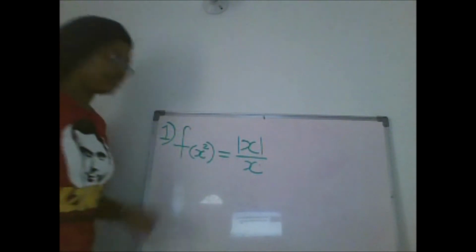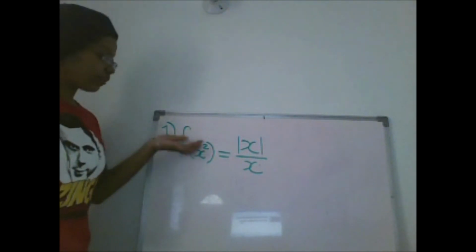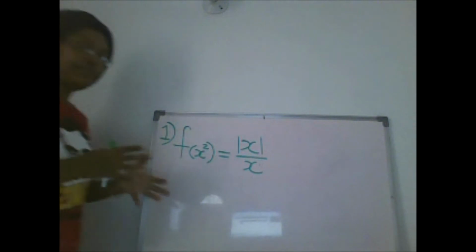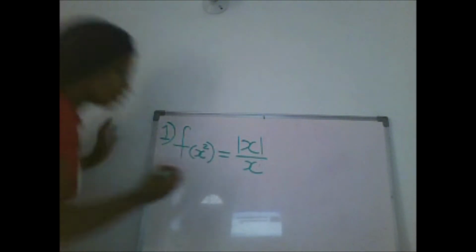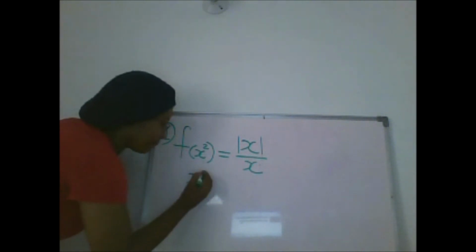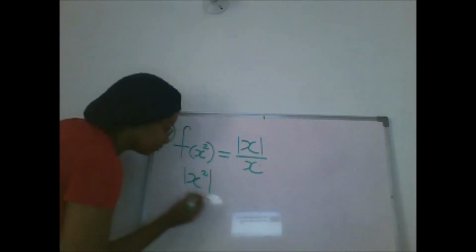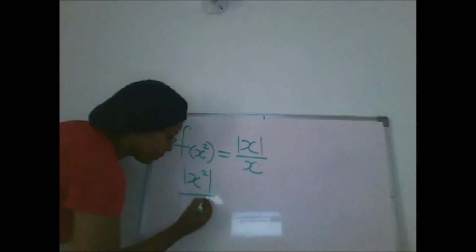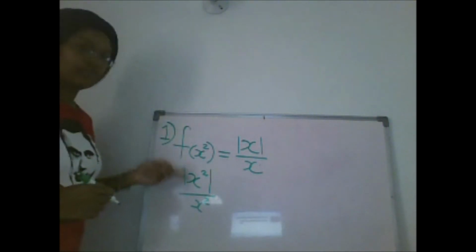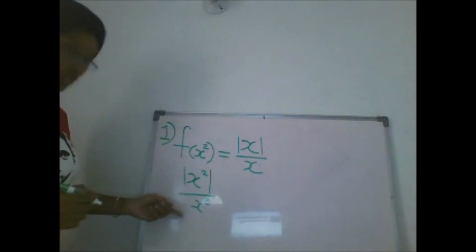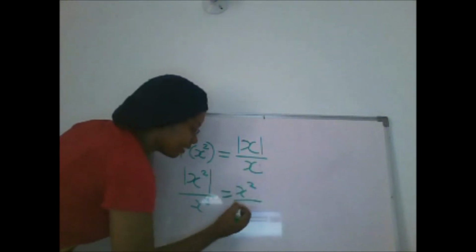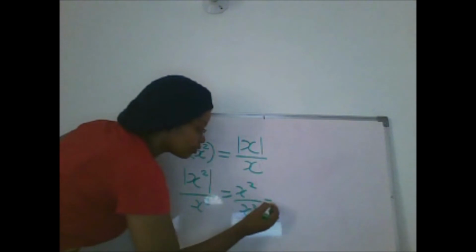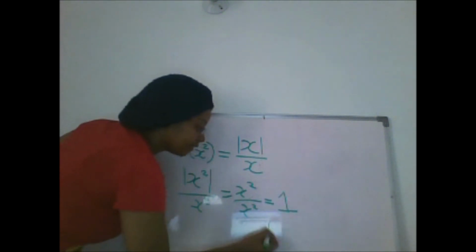Hi, again. So this time we have x squared. We're going to do like we did before, and we're just going to substitute x squared where we see the x's on this side. So we have the absolute value of x squared, divided by x squared. And since this is positive, this is also positive. X squared divided by a positive x squared gives you 1.